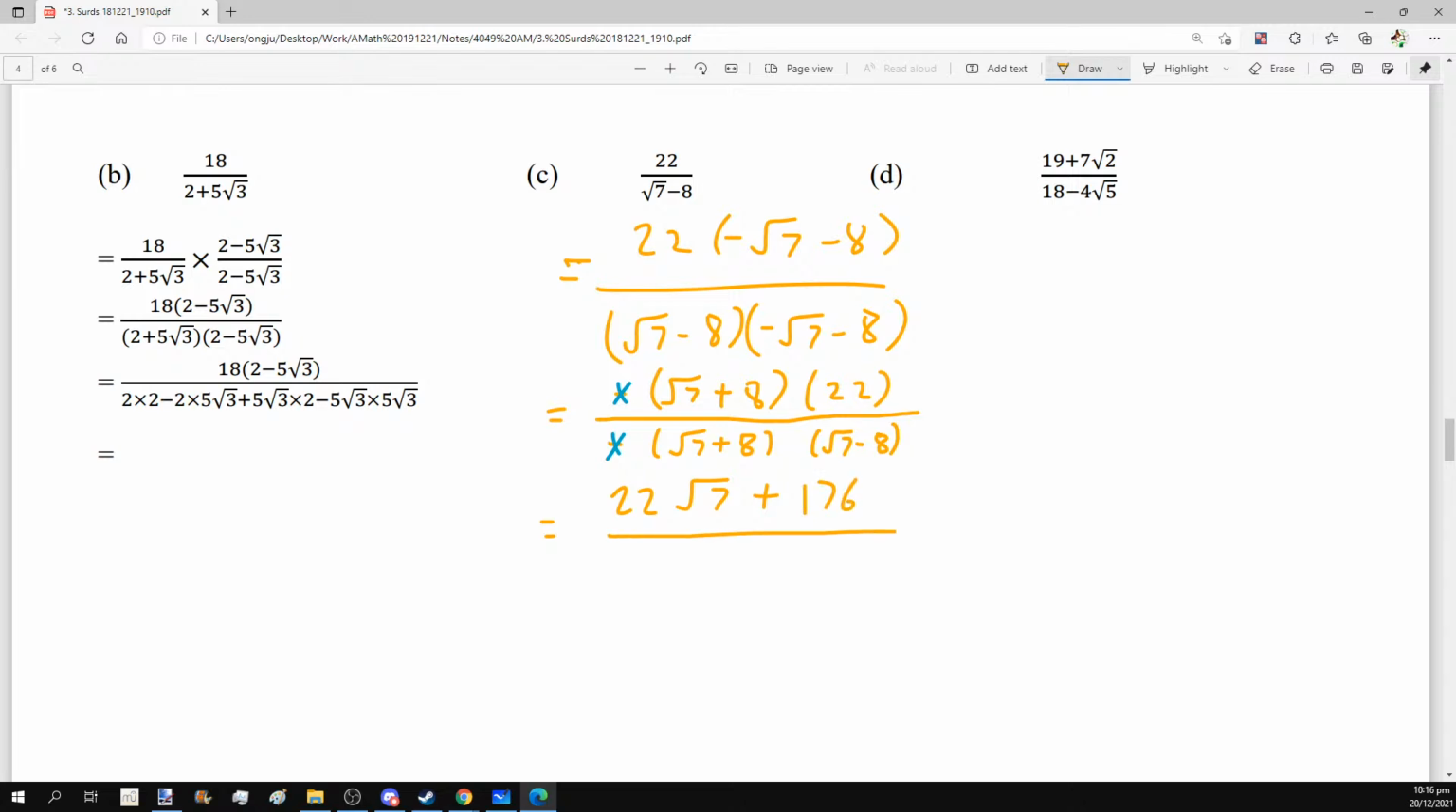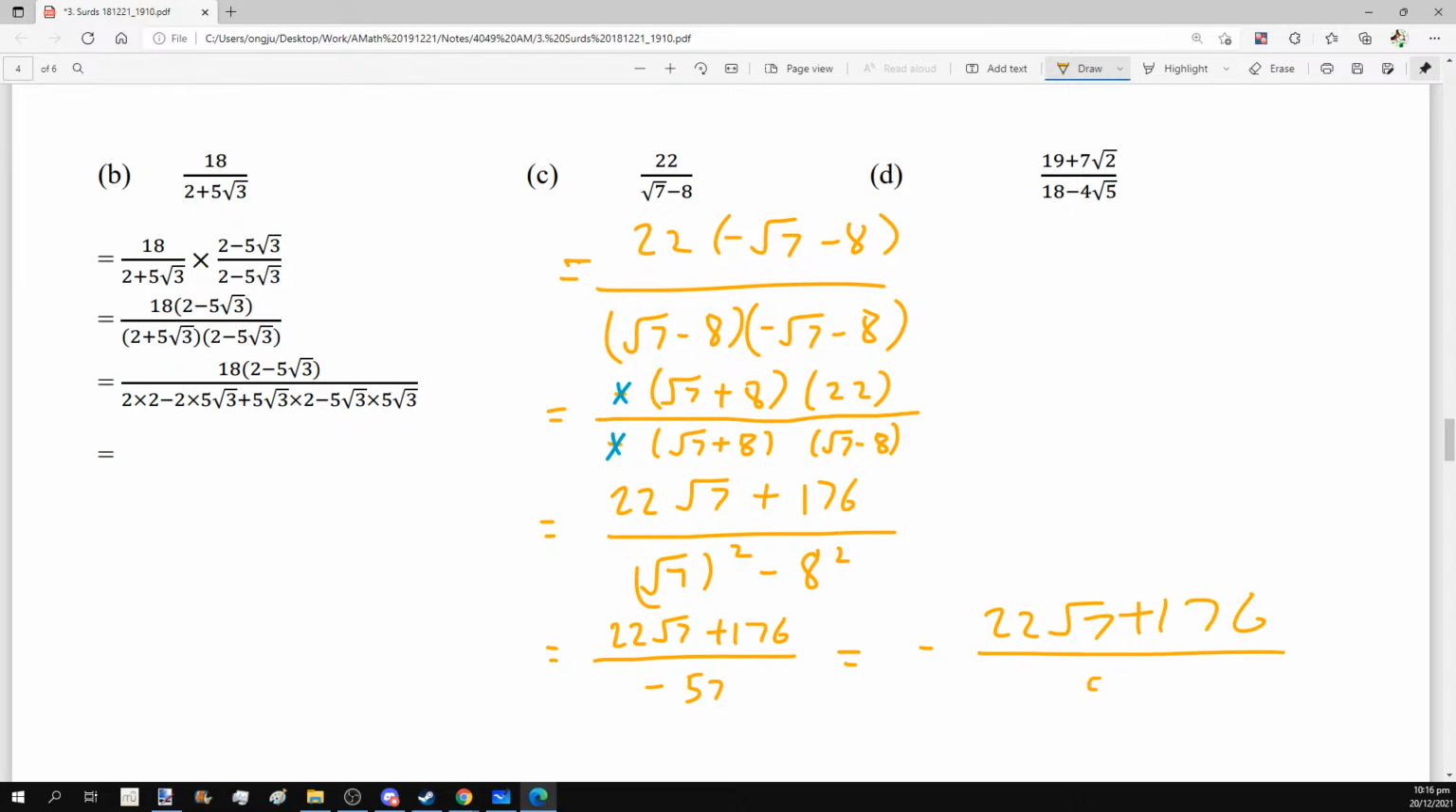And the denominator will simply turn into A square minus B square. This then simplifies into negative 57 on the denominator. In other words, the negative of 22 root 7 plus 176, whole thing over positive 57. And we are done.